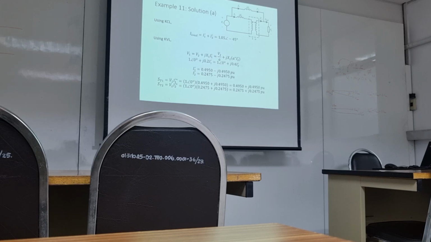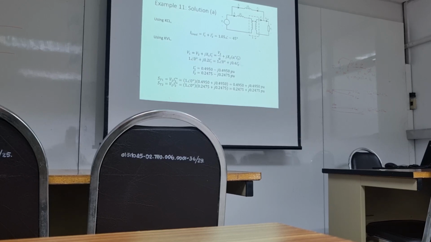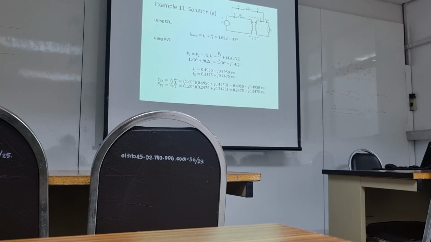So for this side, you will have V1, this loop. V1 equal what? V2 divided by A plus JX2 and then A conjugate and then I2 prime. Is this correct?